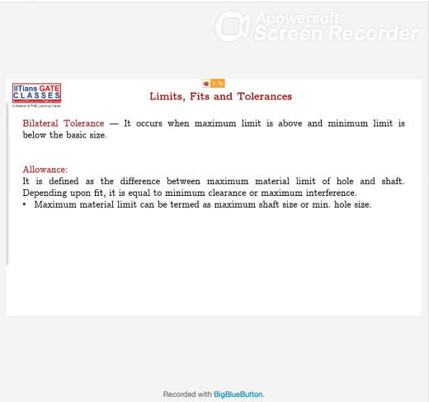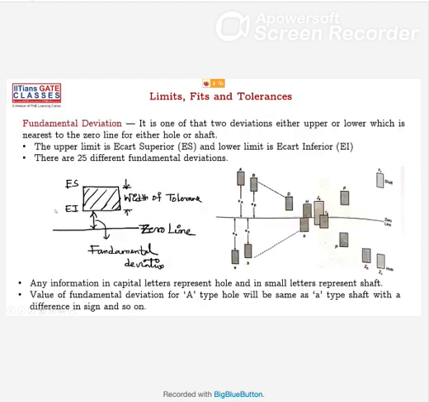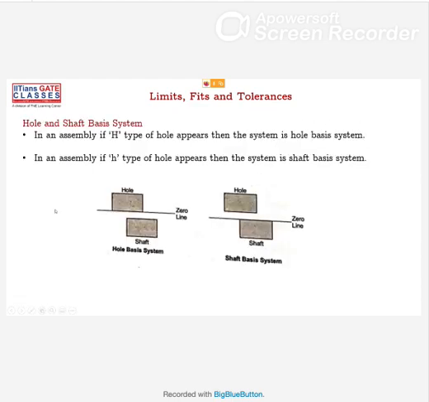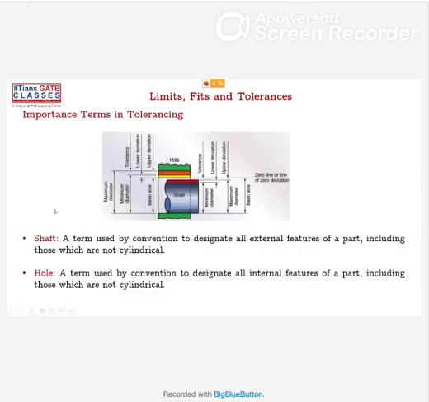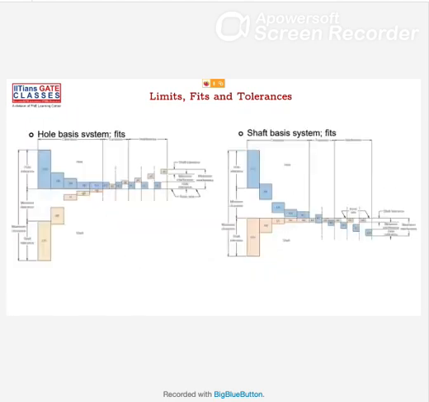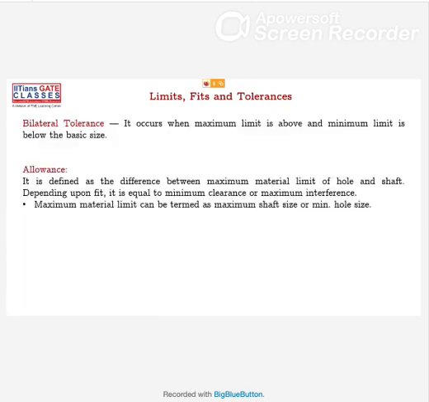Okay. So what is allowance here? I think I have discussed allowance, right? No. Okay, fine. Allowance is the difference between the maximum material limit of the hole and the shaft. Depending upon fit, it is equal to the minimum clearance or maximum interference. Okay, that is what allowance is.